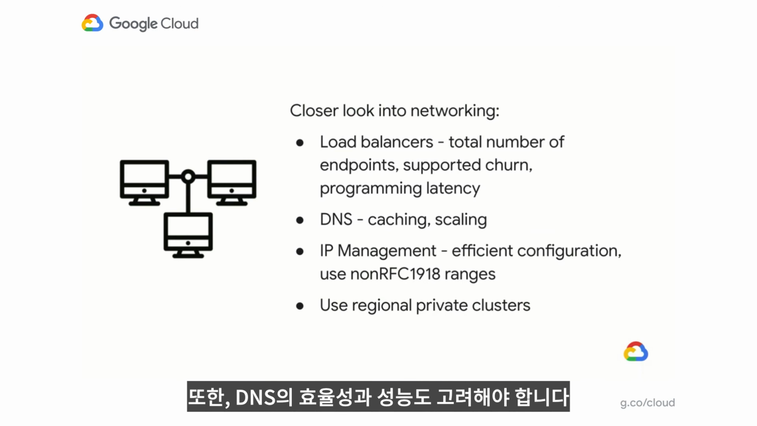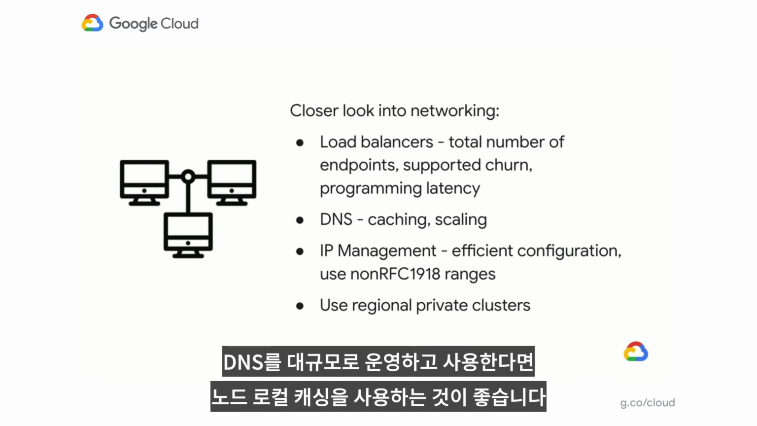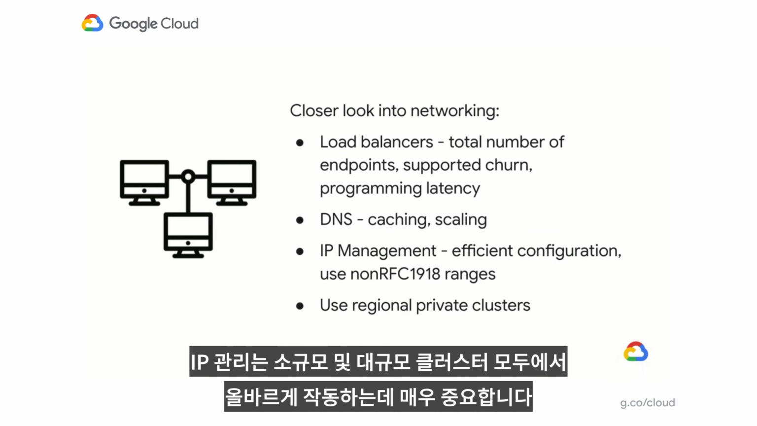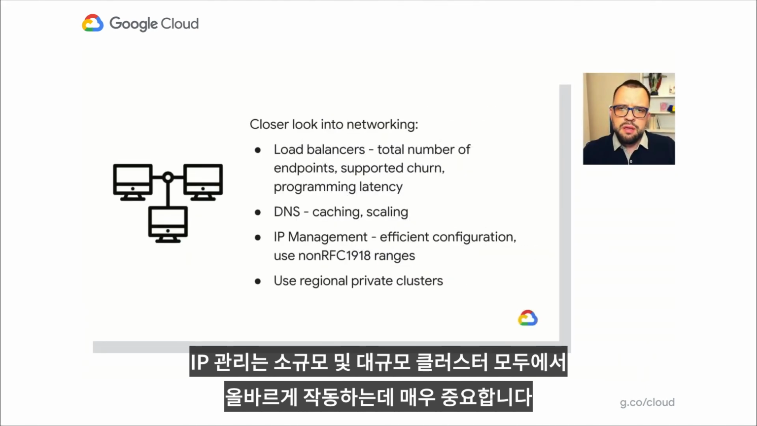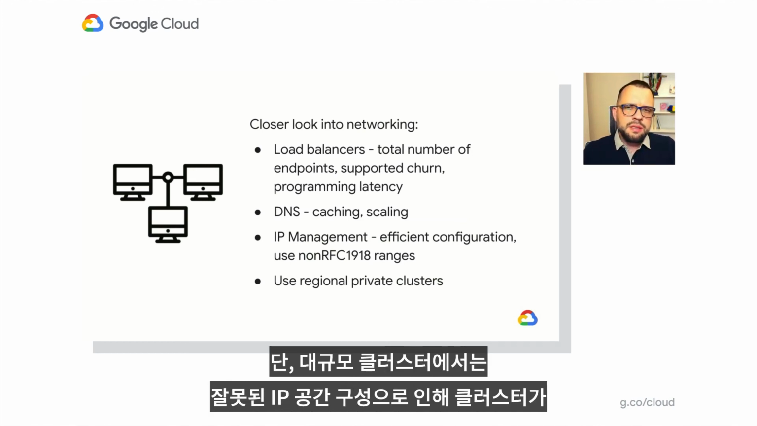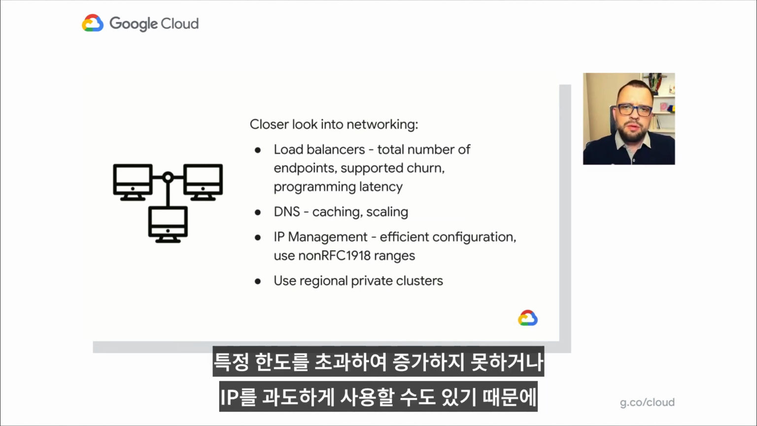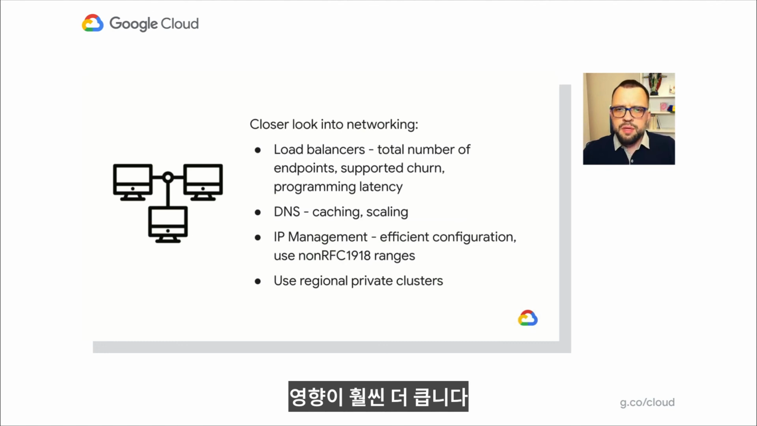You also need to account for the efficiency and performance of your DNS. If you operate and use DNS at large scale, definitely use node local caching. IP management is very important to get right, both on small and large clusters, but on large clusters that's even more impactful, as wrong IP space configuration can either lead to your clusters not being able to grow beyond certain limits, or on the other hand, possibly using an excessive amount of IPs without the necessity for that.